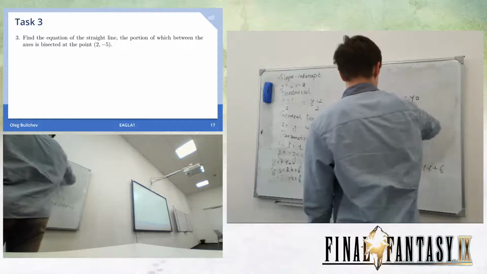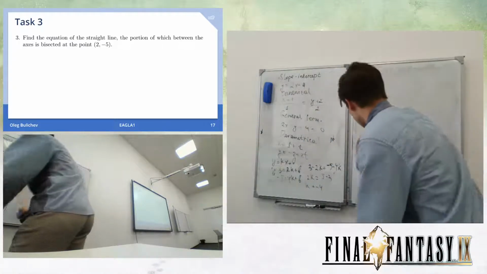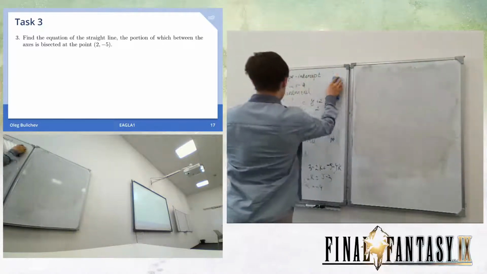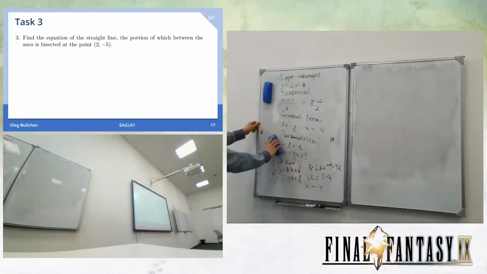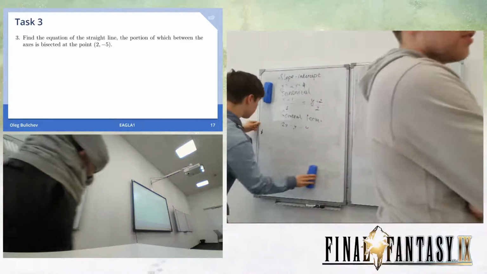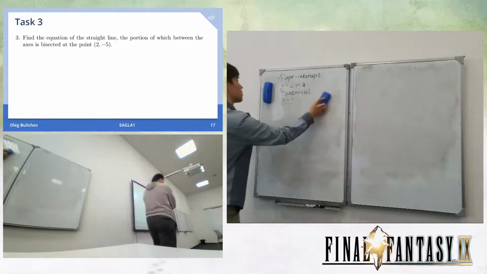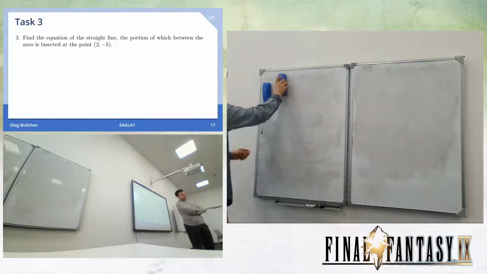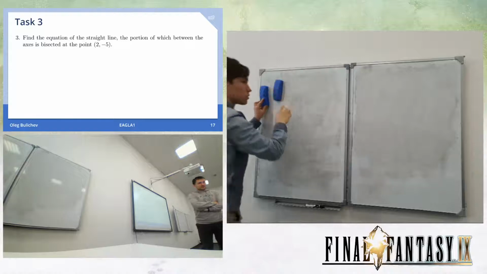Okay, let's go. Second task. Yes. You know how to solve it? I think so. Okay. But first of all, I'd like to discuss what it means to be bisected. What is it? It means this is a middle of a portion of the line. Okay, what does portion mean?